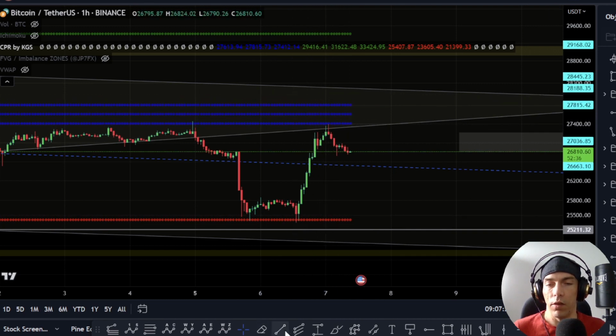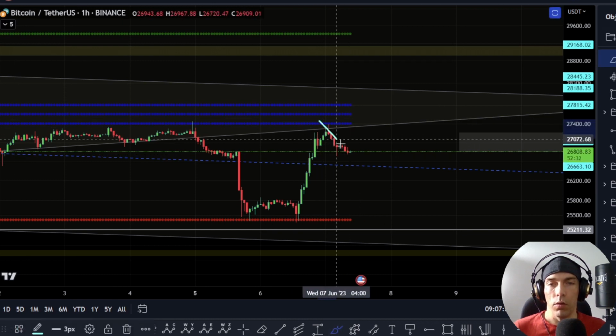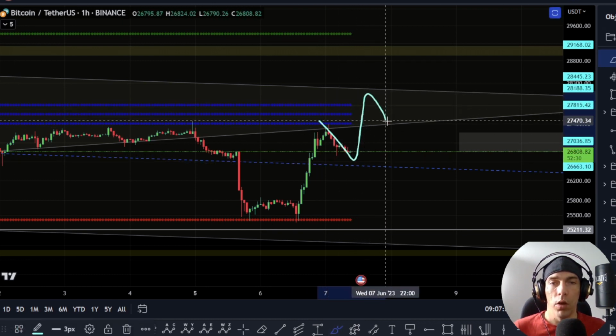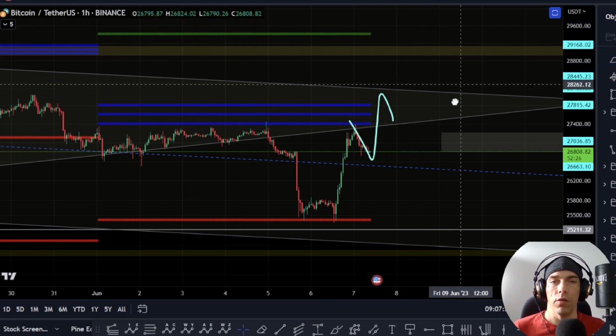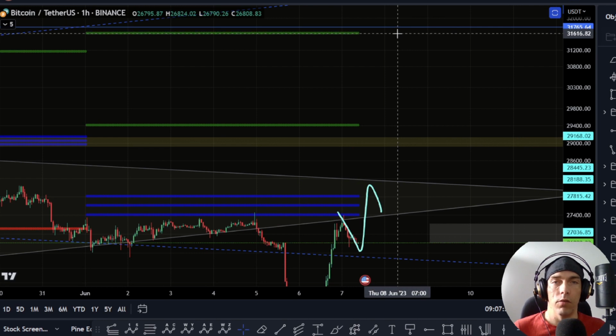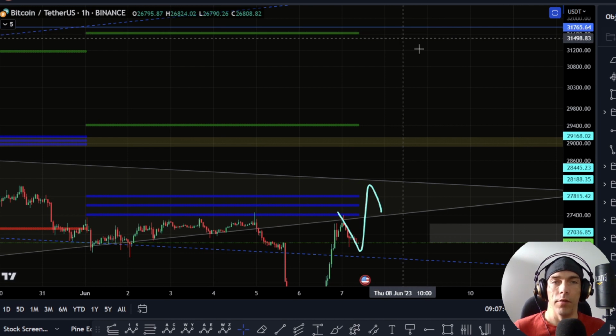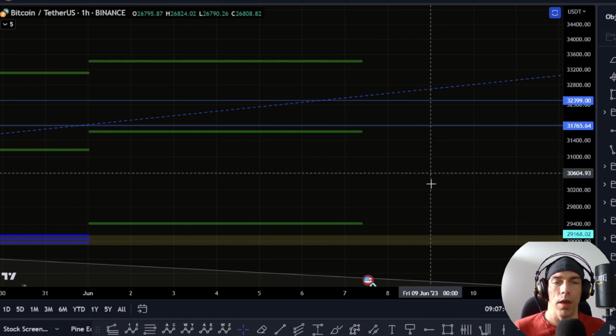Now, we were discussing this yesterday and saying that if we do see price action continue to push through this level, what we could actually see is a move up towards this S1 line, which is sitting here towards this 29,400. The S2 is towards this 31,628, and the S3 is up here towards this 33K region.